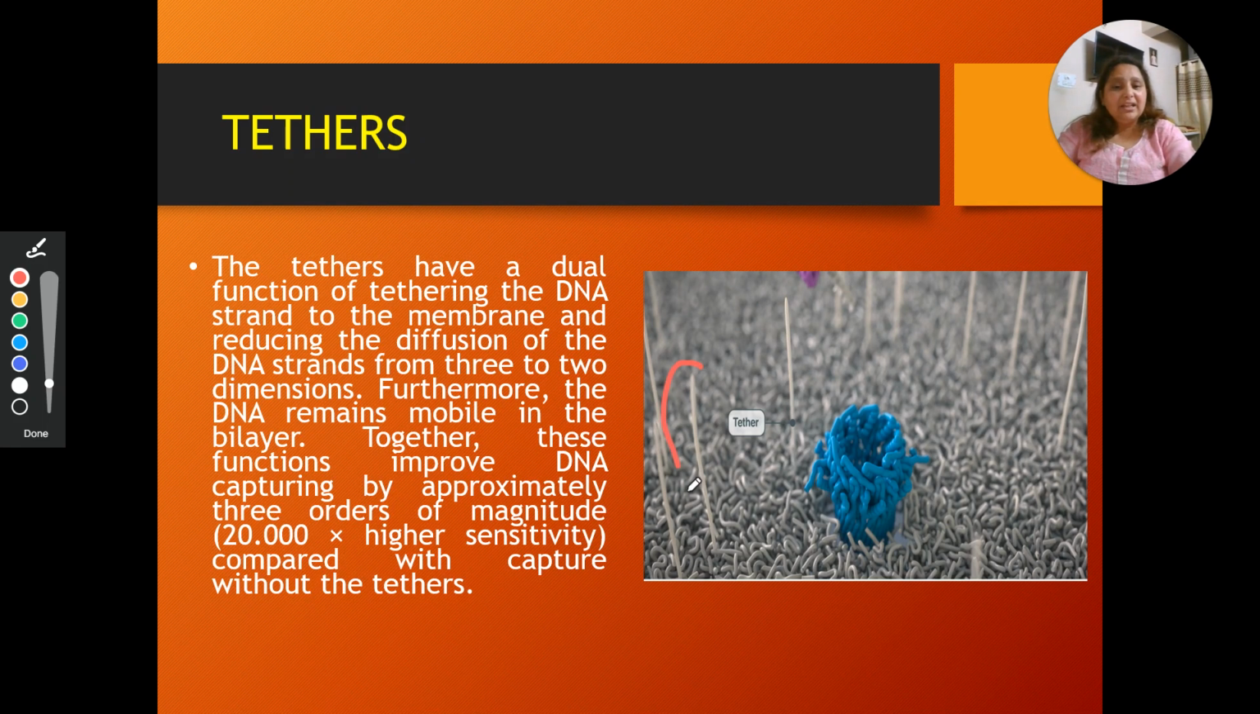ये जो white color के hair like structures हैं, these are called as tethers. टीथर क्या करते हैं? They help the floating DNA which is floating in the 3 dimension. They pull the DNA towards themselves and they bring them close to the nanopore. Okay, so what do they do? So the function of tethering the DNA: tether means they guide the DNA. Tether the DNA strand to the membrane and reduce the diffusion of the strands from 3 to 2 dimension.